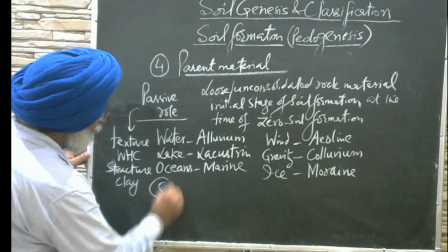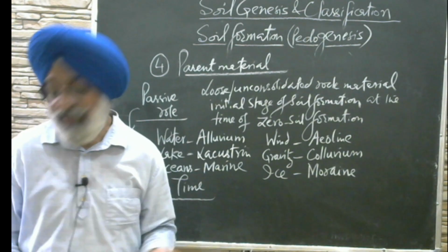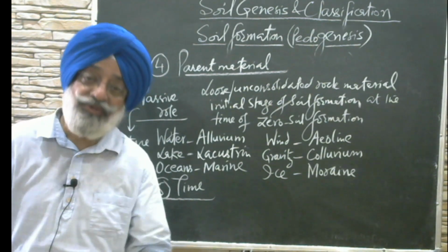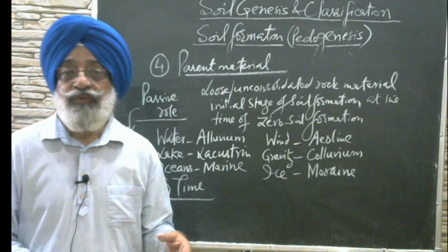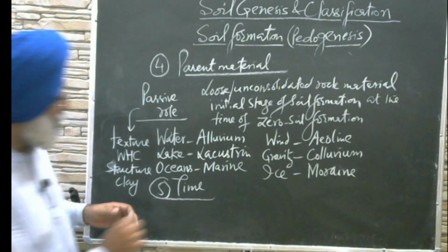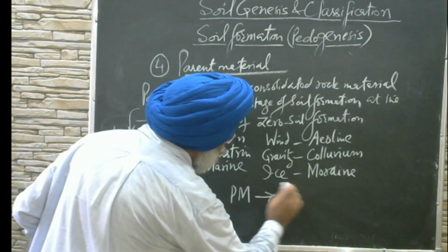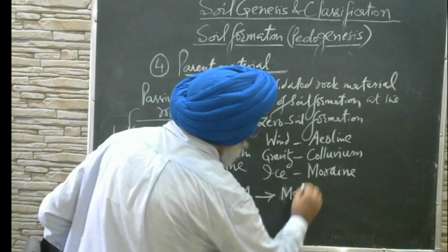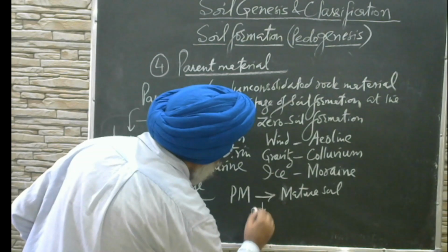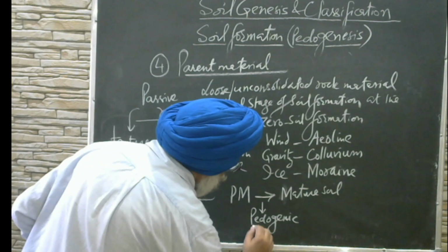And the last factor is time. Time as such has a great role to play. Soil formation is a natural process and takes thousands of years. We call the time taken from parent material to mature soil the pedogenic time. Pedogenic means the time taken for the soil to form.